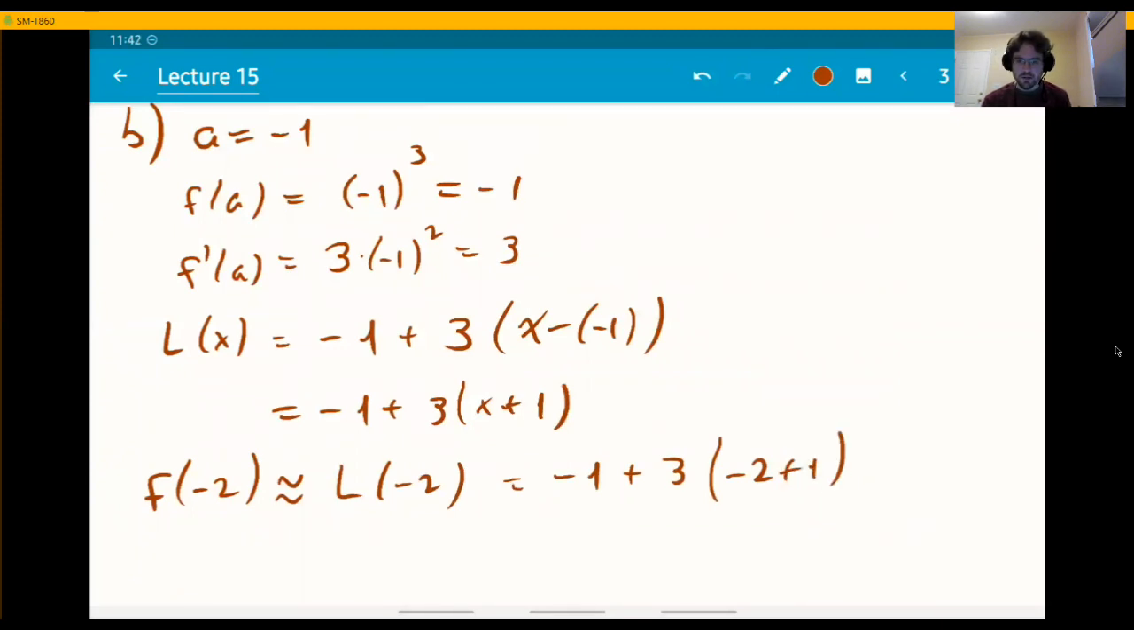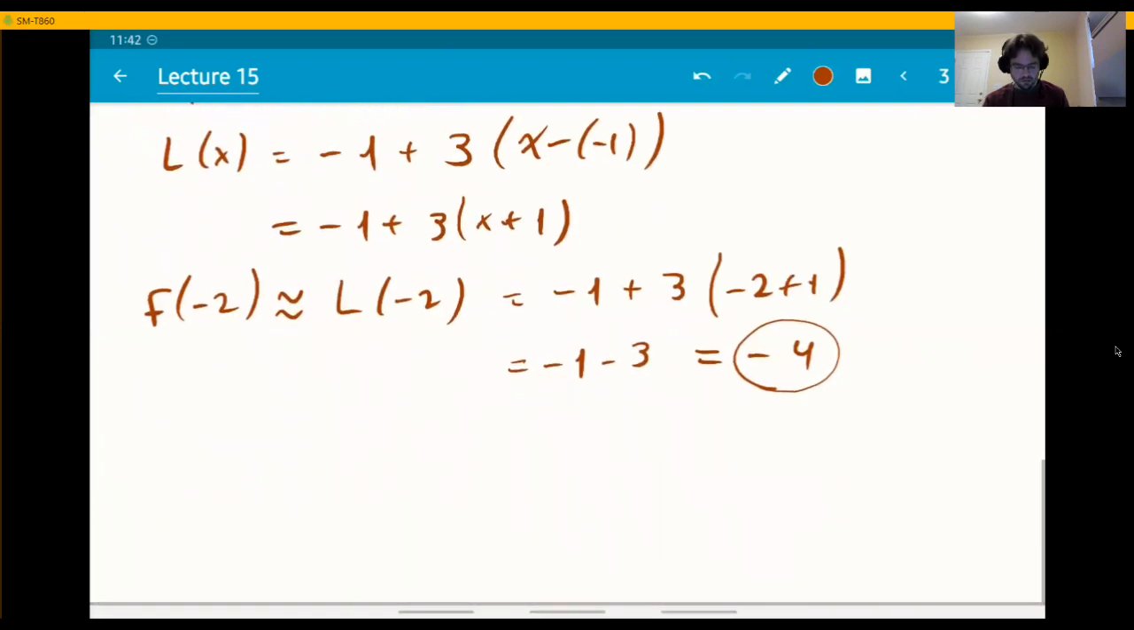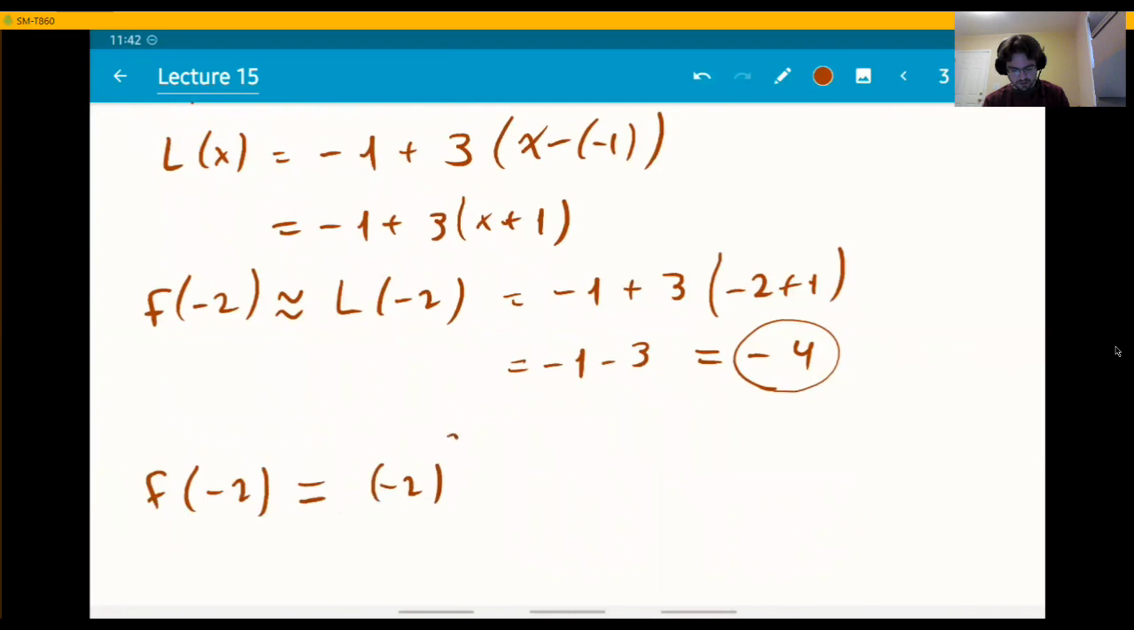So what do we get? -2 plus 1 is -1. So -3 with another -1 outside. That is giving us a -4. This is the approximation that we get, whereas the actual value of f of -2, which means -2 cubed, is actually -8. So as you can see, the values are not close this time because the a point was not close to the x point.